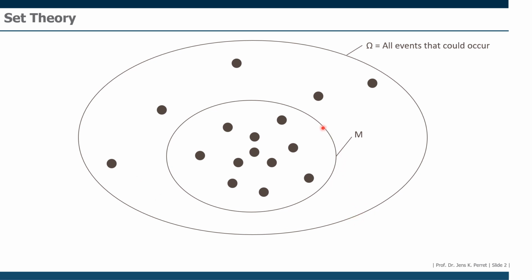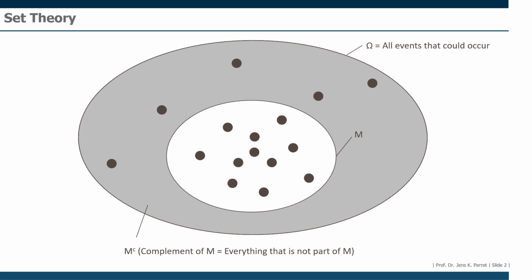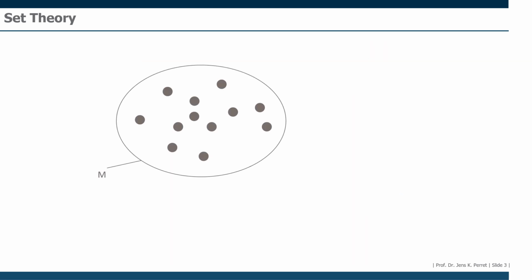Well, if we can define omega and we can define M, we can also define everything which is in omega, which is possible, but is not part of our set M. And that's the so-called complement of M. Everything that is not part of M, but is still possible. So we defined the set and its complement and the event space. Then we can start with the first set operations.